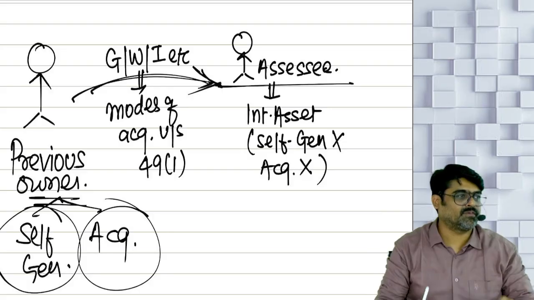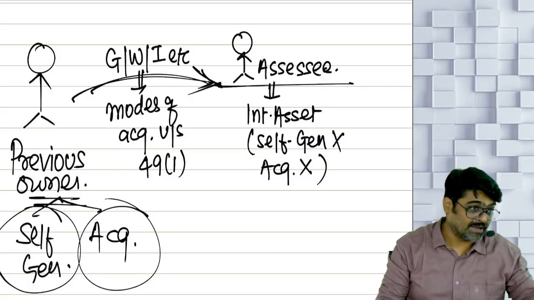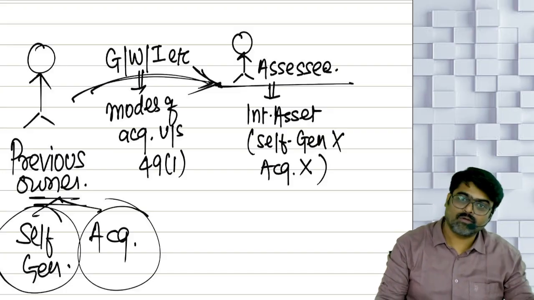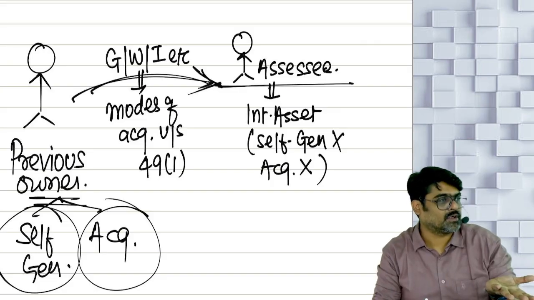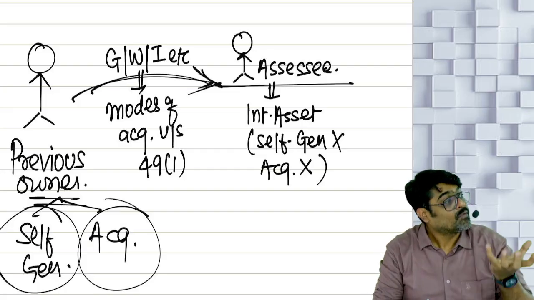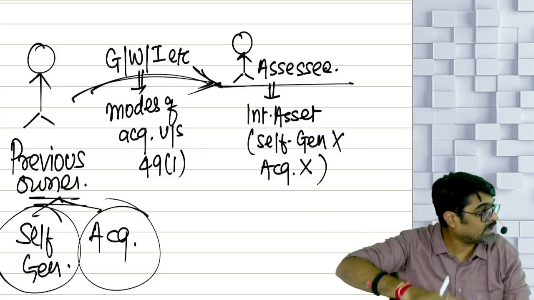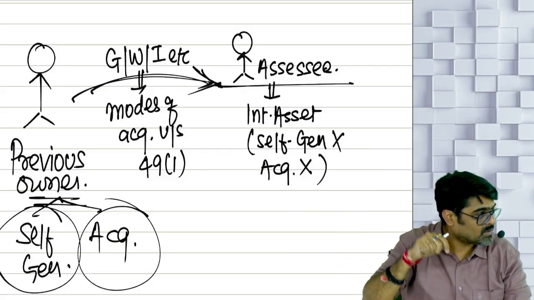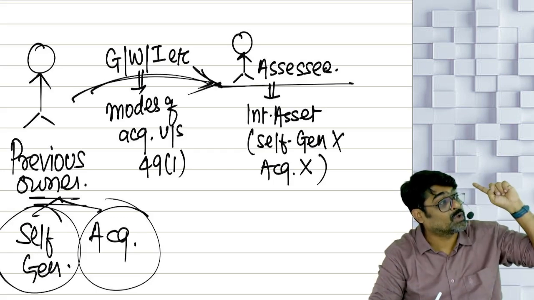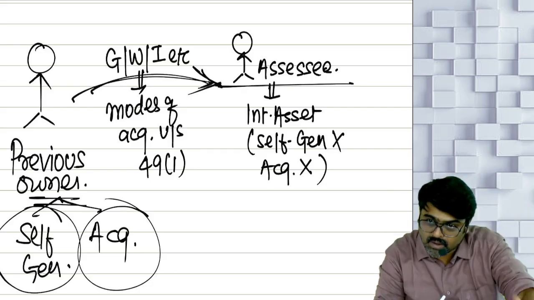And what is the cost to the previous owner? It will be nil if it was self-generated by him. It will be actual cost if it was acquired by him. So nil or actual cost, depending on whether he had self-generated or acquired, will be deemed to be your cost as per 49(1). Your cost will not come as per 55(2)(a), his cost will come as per 55(2)(a), and as per 49(1) that will be deemed to be your cost of acquisition.